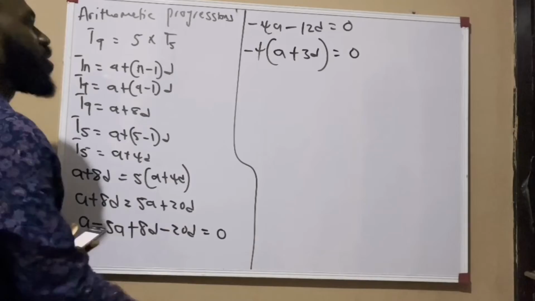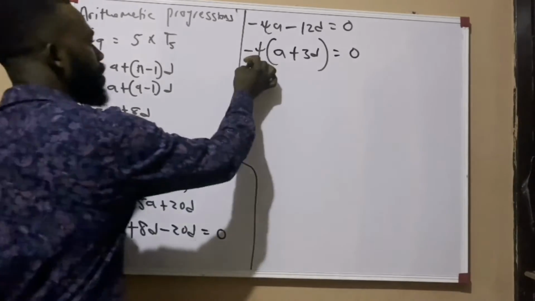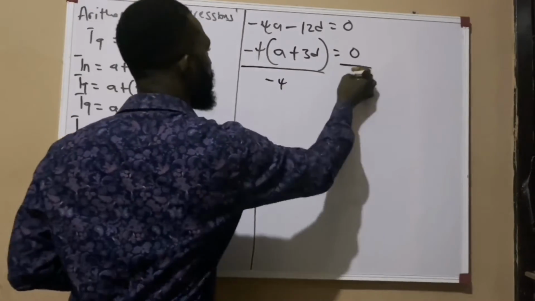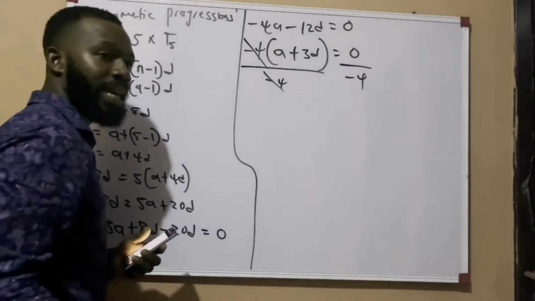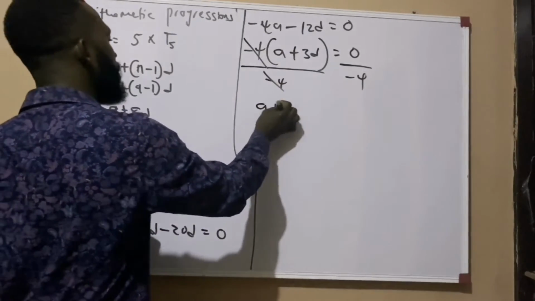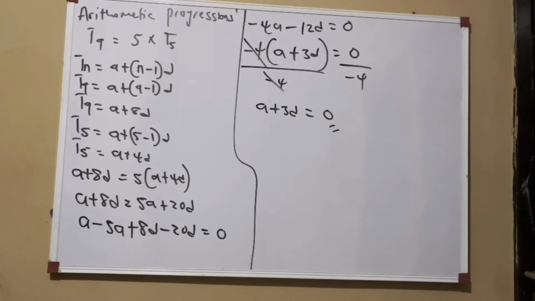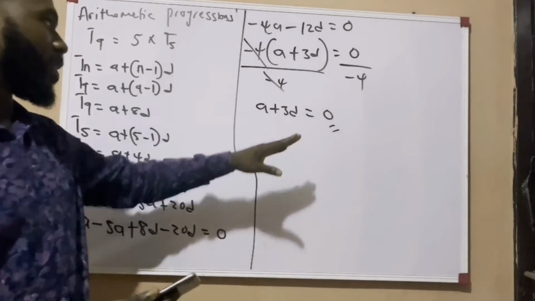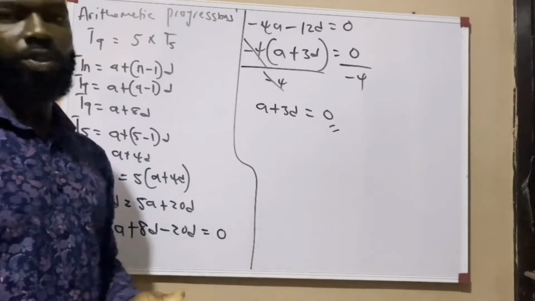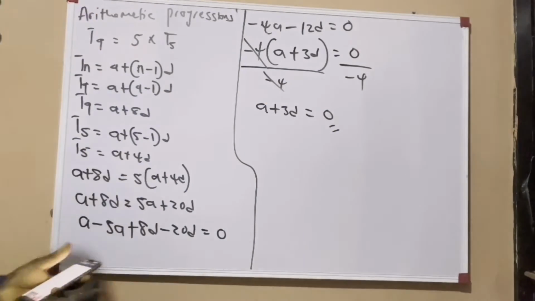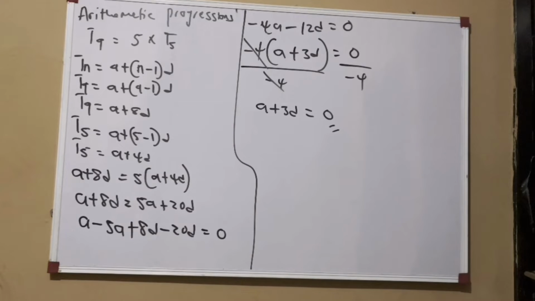So now for A plus 3D to be alone, we divide by negative 4. So with negative 4 cancel out negative 4, I have A plus 3D is equal to 0. Because 0 divided by anything gives us 0. So this becomes a relationship between A and D. A plus 3D equal to 0. Okay, that is the answer to question number 1. Now, without wasting time, let us go to question number 2.